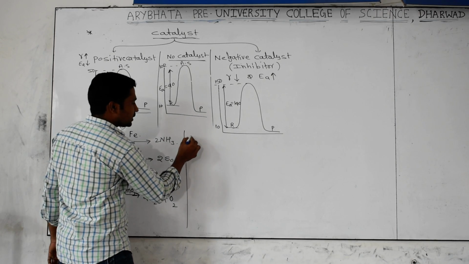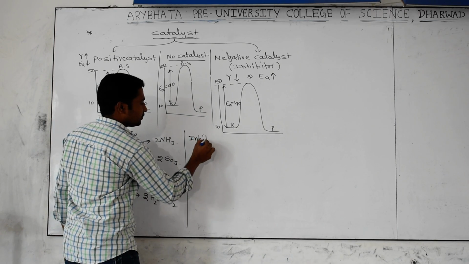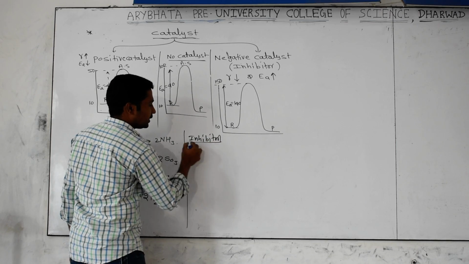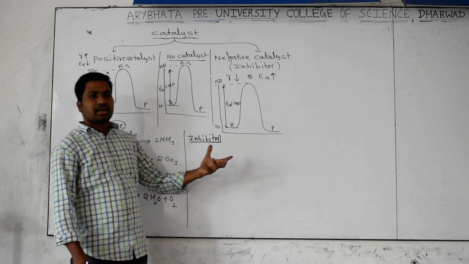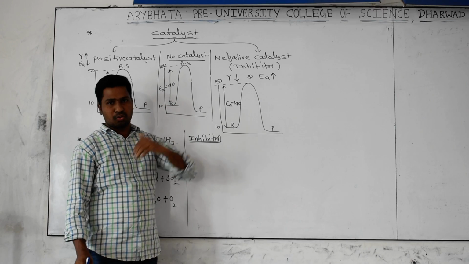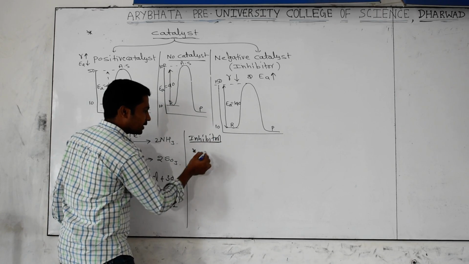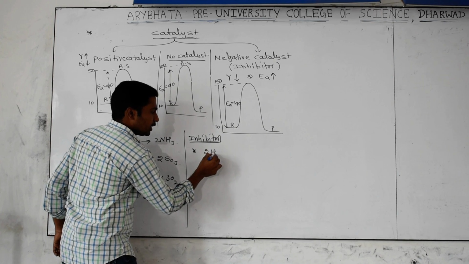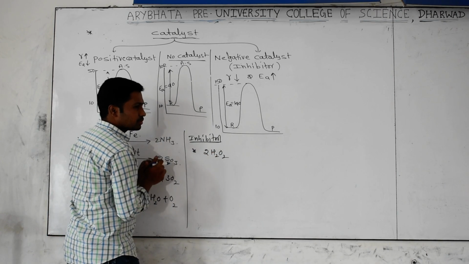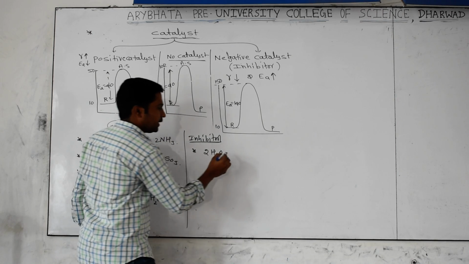Now I will give you some examples for inhibitors. You see carefully about this. Inhibitor means by adding the catalyst, the whole process will be slowed down. Just I will give you one example. You take this same decomposition, 2H2O2. Already going with some speed, but still I want to reduce the speed.